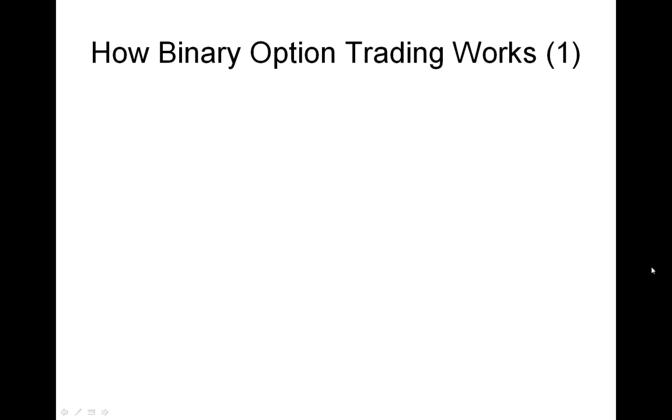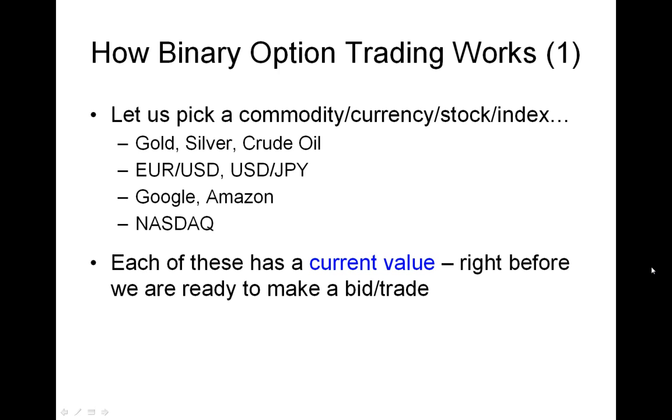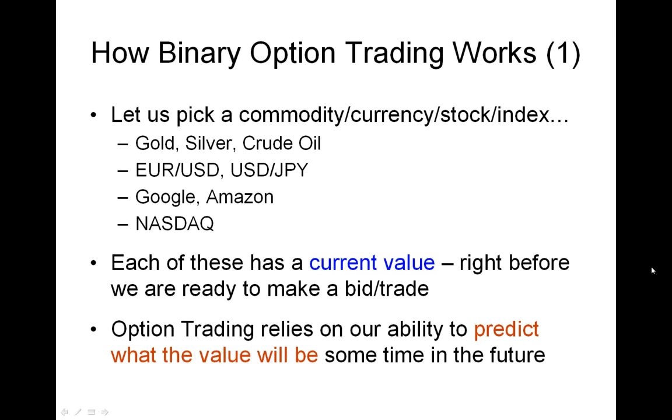So let's start by understanding how binary option trading works. Essentially, we have a commodity, and that could be anything. It could be gold, silver, it could be a foreign exchange metric, such as the euro to the US dollar ratio. It could be a stock, it could be an index. Each of these has a current value, a value right now at any given point in time before we're ready to make a bid or a trade.